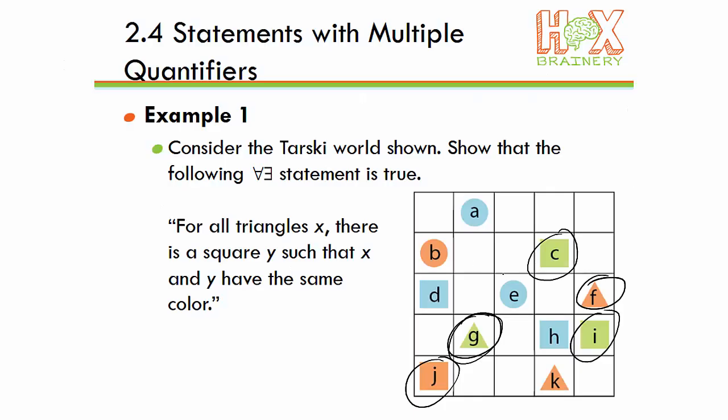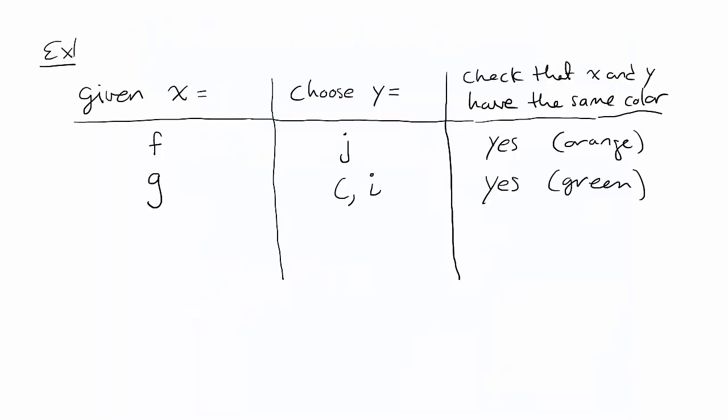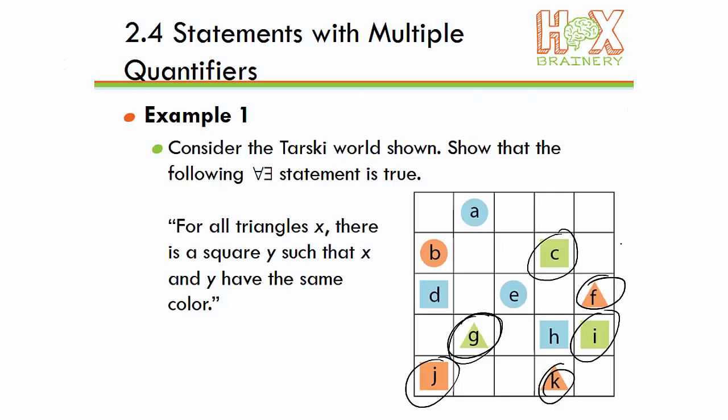And is there any more triangles? Oh, we have K. We didn't check that one. So if someone gave you K, then we would pick J again because they would both be orange. So by building this table, we're showing that this universal existential statement is true. So for all of the triangles out there, you can come up with some square that's going to have the same color as it.